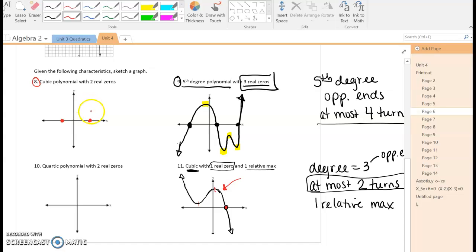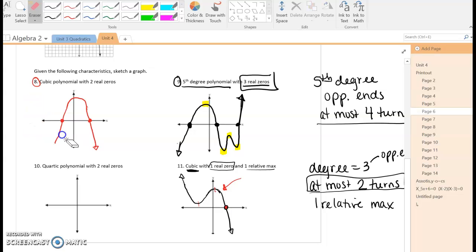And so if we talk about what's going to happen, if I start this off drawing this the same way as I did for the other one, right? So I have this turn here. What I'm going to notice is that I can't go through that point and then come back up, because if I were to do that, then I'd end up eventually having another x-intercept, right?